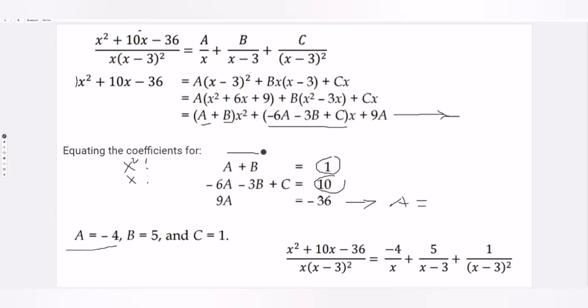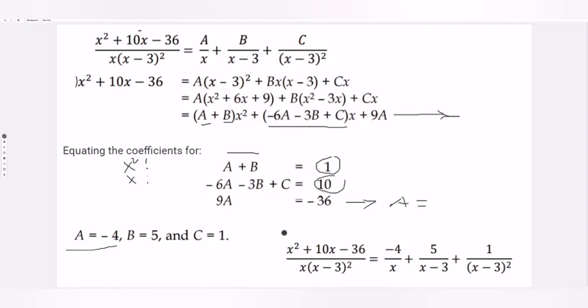Based on here, a equals -4. If we substitute in the first equation, -4, let's transpose the -4 to the right side, so it will become +4, so b is 5. The last one is to substitute the value for our a and then the value for b, so we could get the value of c.